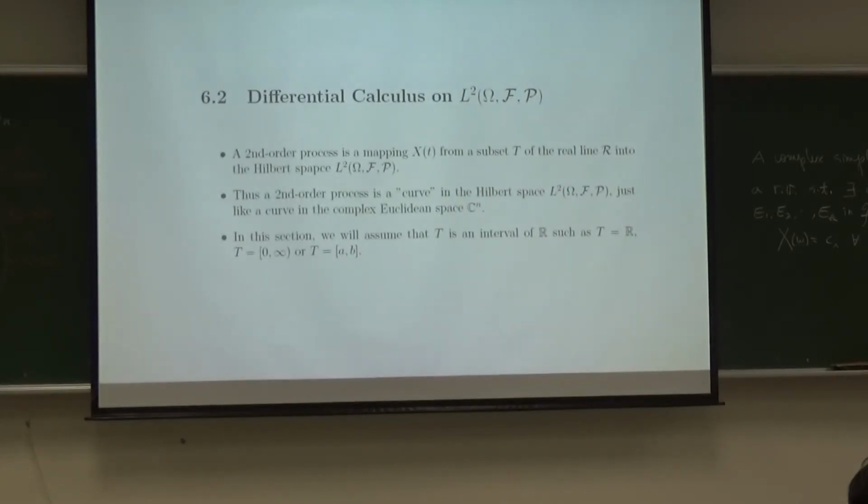Alright, so now we are going to the differential calculus on the L2 space. Now, a second order process. Now I formally define what we mean by a second order process. A second order process is a mapping Xt from a set T of the real line. So we use t as the time parameter, from a subset of the real line into the Hilbert space.